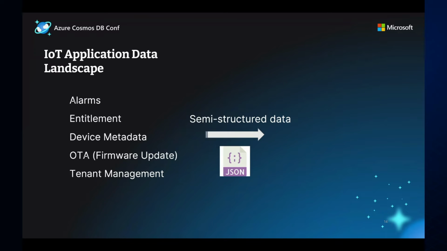Similarly, we have entitlement, which is user-based access control. The entitlement data consists of roles and permissions which are assigned to the user to perform any action. This data is again captured in a semi-structured JSON format. Similarly, we have device metadata, OTA, and tenant management data, which can be easily modeled in NoSQL documents. All the above data models have similar data requirements and can be stored in Cosmos DB seamlessly. But the time series data is a little different and has a different set of requirements.